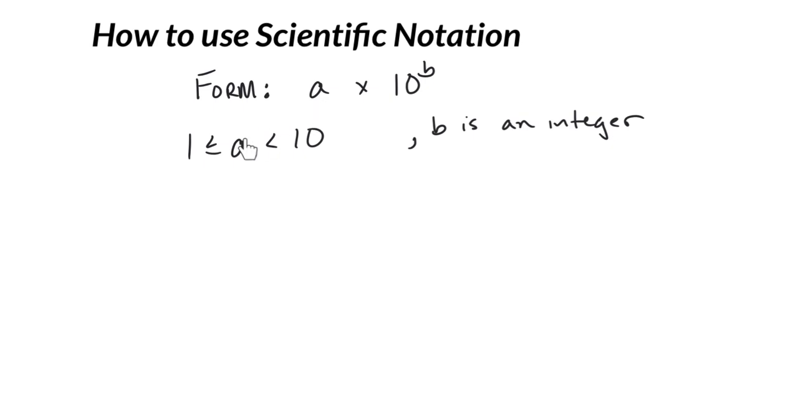And that number should be greater than or equal to 1, but less than 10. So it should be a single digit number, but it can have some decimals. But you shouldn't have a two-digit number here, and you shouldn't have something less than 1. It shouldn't be like 0.5, okay? So this is the standard form for this.